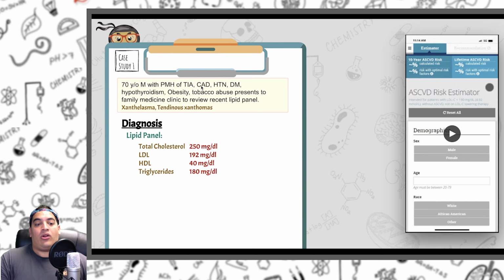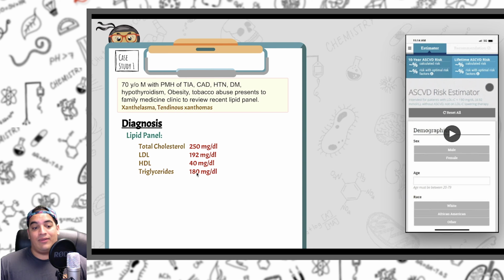We get a lipid panel and oh my gosh, total cholesterol 250. This guy's got an LDL of a whopping 192, an HDL of 40, and triglycerides of 180. Oh, he's got severely high LDL, very, very high. He's got low HDL, and his triglycerides are greater than 150.